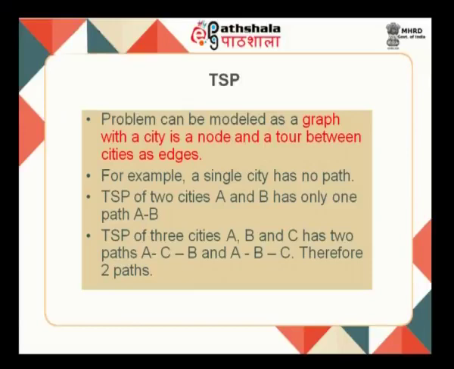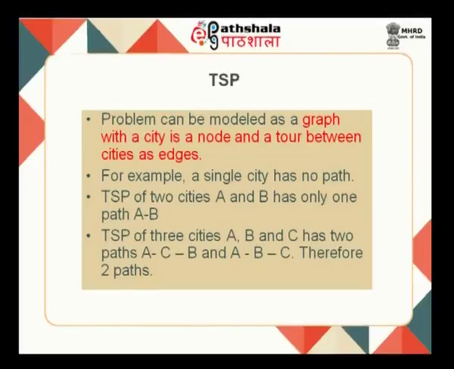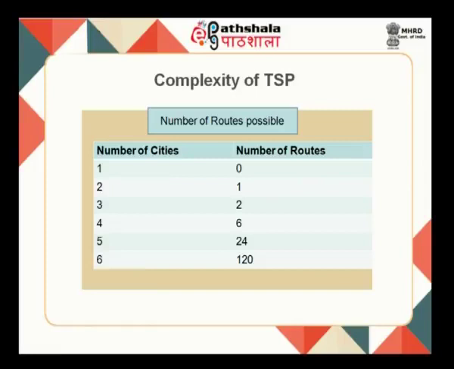Every city becomes a node, and every path from one city to another becomes an edge. Assume you have only one city, then there is no path at all. If two cities A and B are given, there is a path A B. Imagine 3 cities A B C, then there are 2 paths, A C B and A B C. If the cities are increased to 4, you can see in this table that there are 6 paths available, and if the cities are increased to 5, it becomes 24.